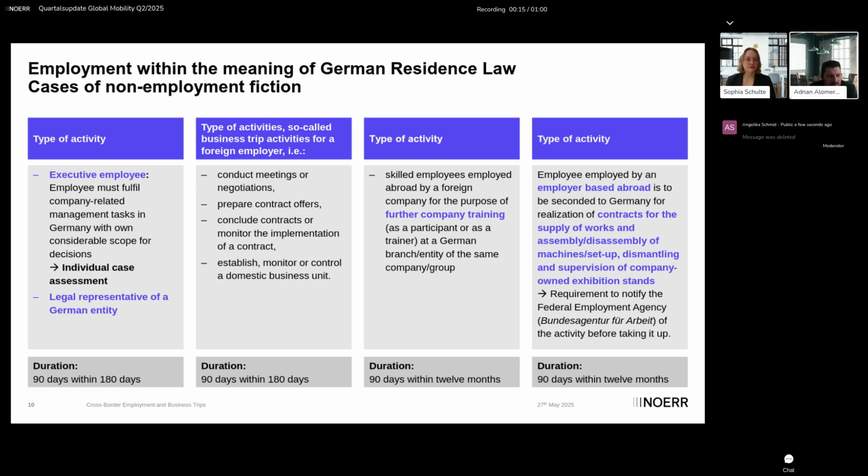Another thing is the legal representative of a German entity. For example, a managing director of a German GmbH, Geschäftsführer einer GmbH. For these people, this activity is covered by the non-employment fiction. A person who is performing such an activity as an executive employee or legal representative is entitled to perform this activity for 90 days within 180 days without being considered as an employment. That's the important thing here. So a managing director, we will see in the use cases, is entitled to come to Germany to perform his tasks within 90 days, within 180 days, and it's not considered as an employment, that's the point, within German residence law.